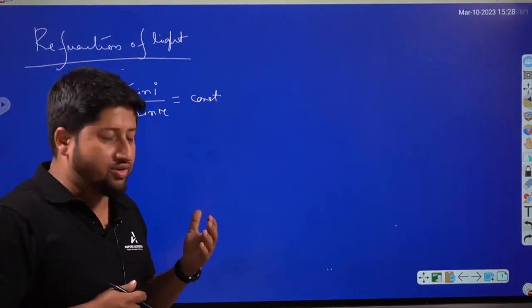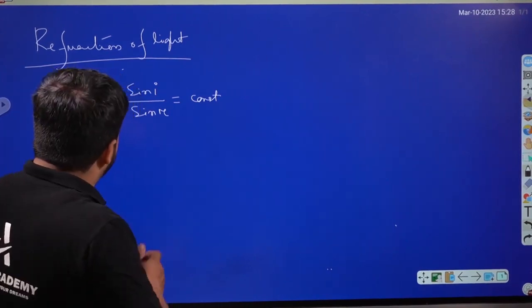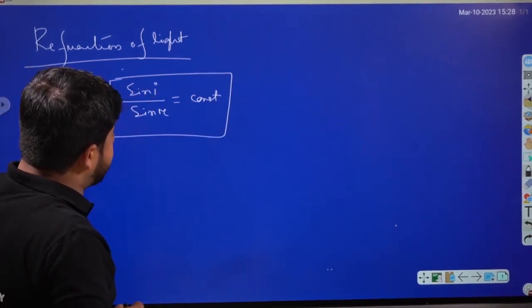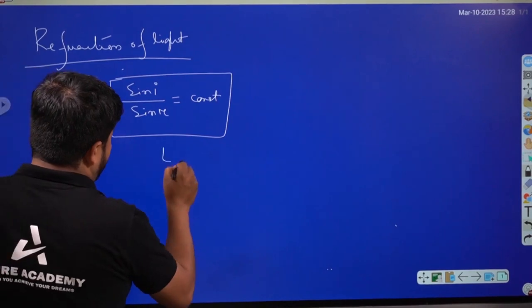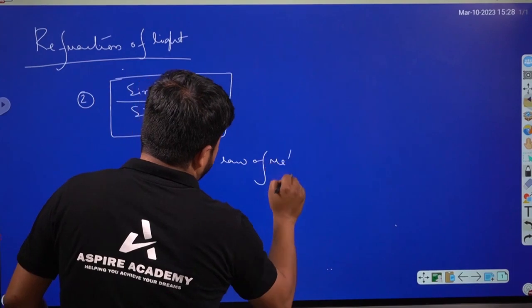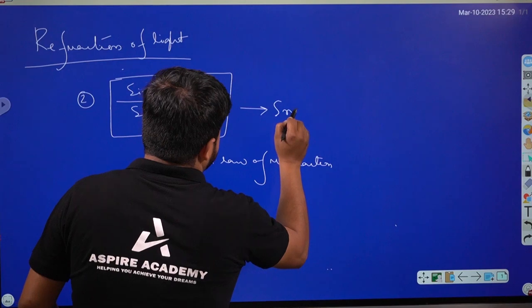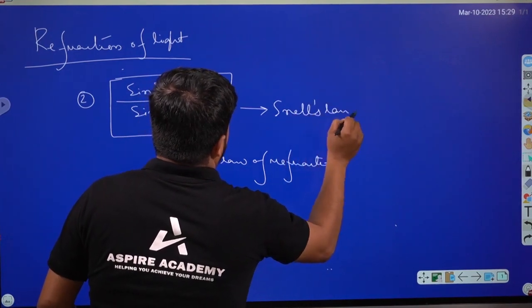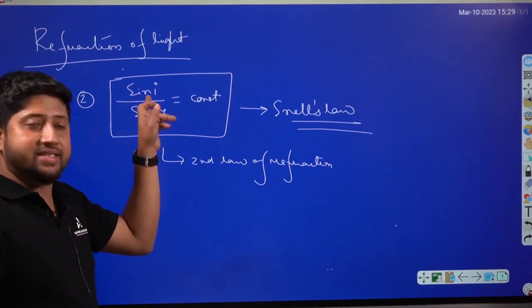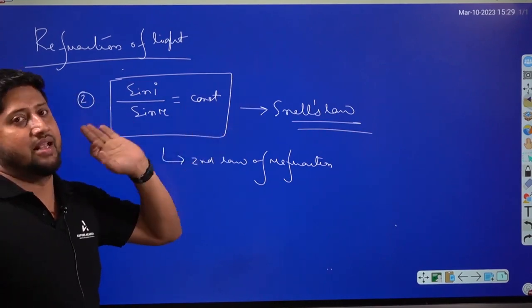This is the second law of refraction of light. The sine of the angle of incidence divided by the sine of the angle of refraction is the second law of refraction, and this second law is also called Snell's law. It is very important. What is Snell's law? It is the ratio of the sine of the angle of incidence divided by the sine of the angle of refraction, which is a constant, and this is Snell's law.